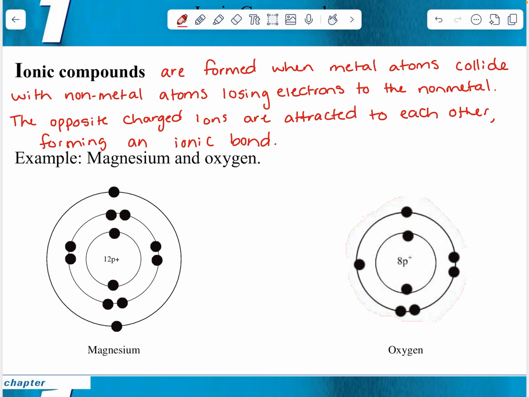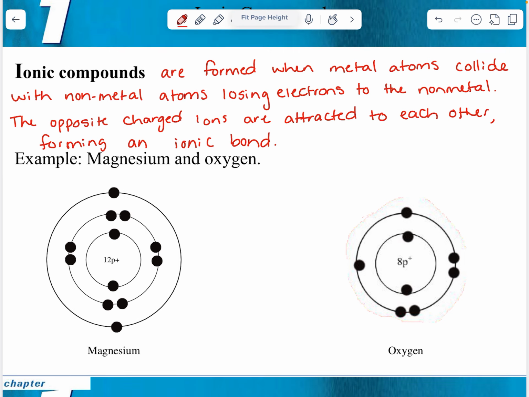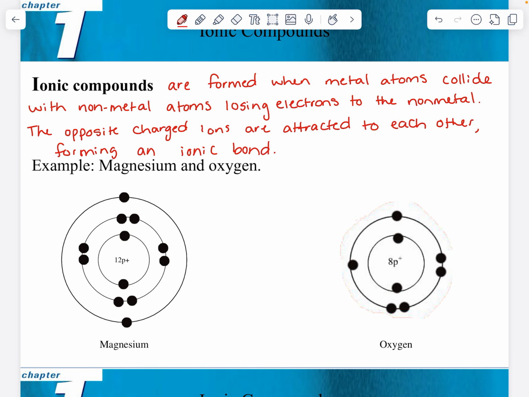So the example here, we have magnesium and oxygen, similar to our combustion of magnesium lab that we did the other day. So these are both drawn out as the atoms. Magnesium has 12 protons, and therefore it has 12 electrons as an atom. Oxygen has 8 protons, so it has 8 electrons. And the reason why they gain or lose is because they want those full outer valence shells.